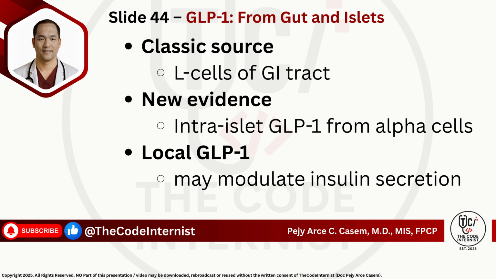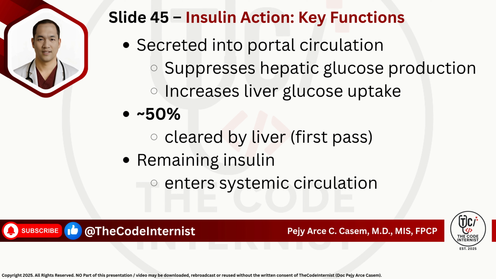After being released by the pancreas, insulin first travels to the liver through the portal vein. There, it helps stop the liver from making more glucose and promotes sugar uptake by the liver cells. But here's the catch. Half of the insulin is cleared right away by the liver. Only the remaining insulin reaches the rest of the body. This difference is important when we give insulin injections, because injected insulin goes straight to the body, not the liver first.